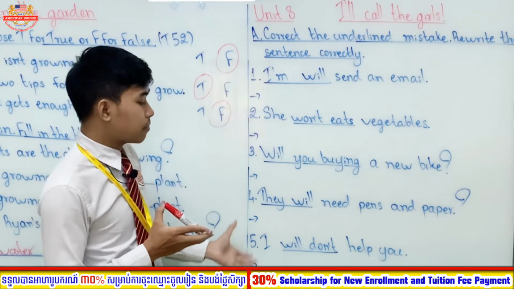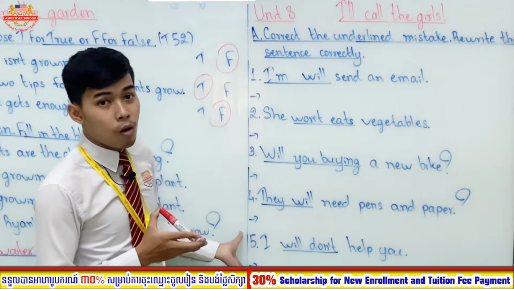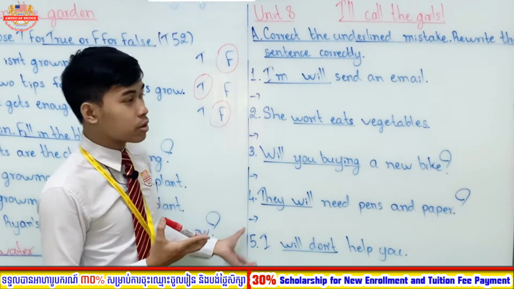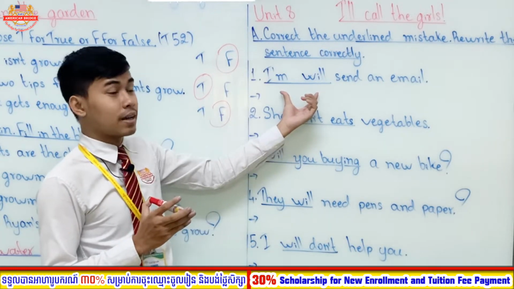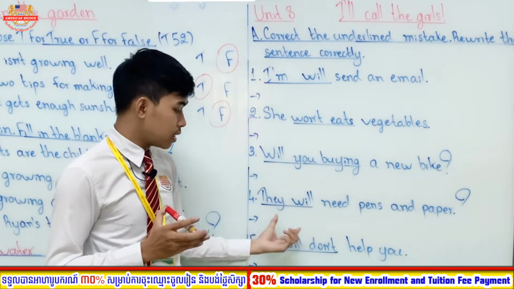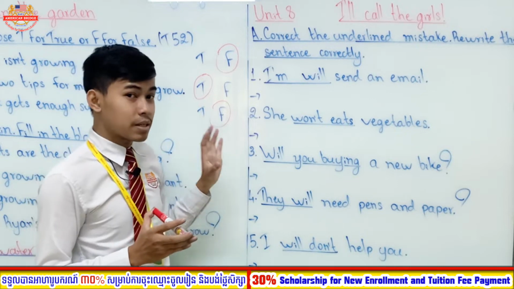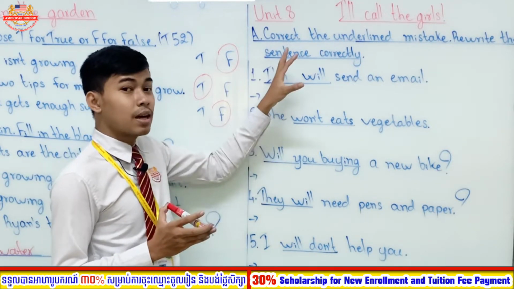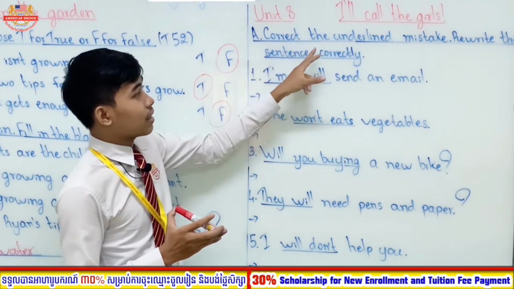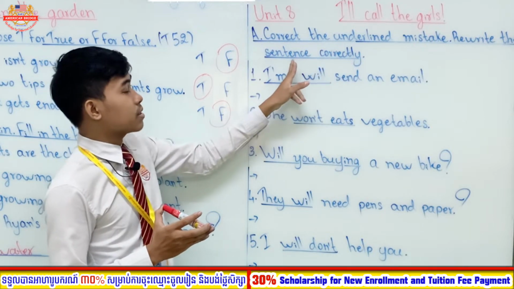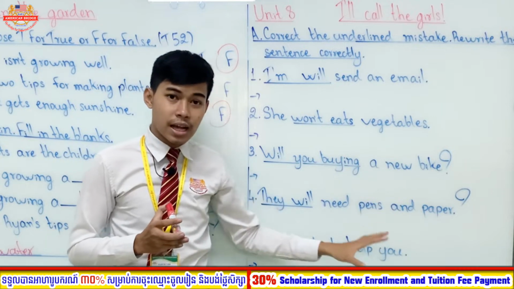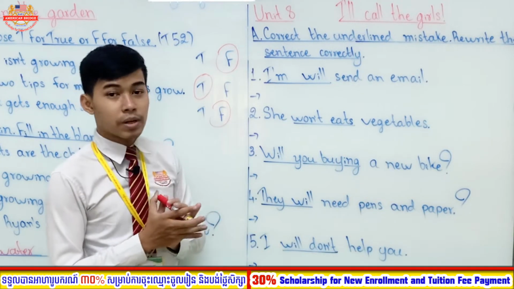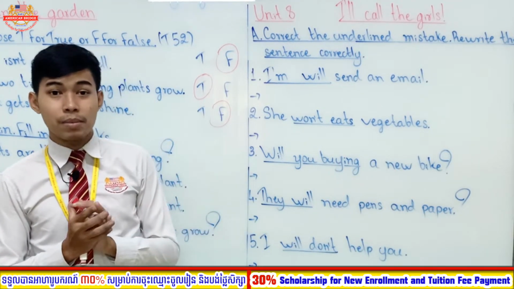These are five sentences that are grammatically wrong. You have to read, and especially focus on the words that are underlined, because these are the mistakes that you have to correct. So let's read the instruction: Correct the underlined mistake. Rewrite the sentence correctly. All of these sentences are incorrect, so you have to read and make sure that you find the mistake and correct it.